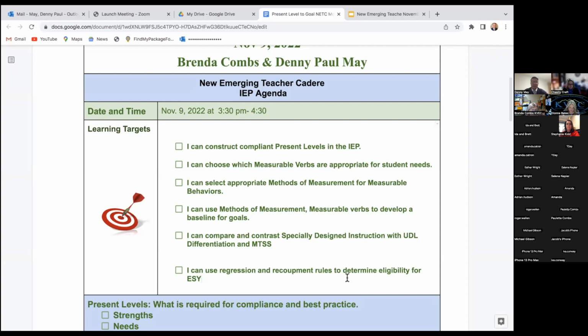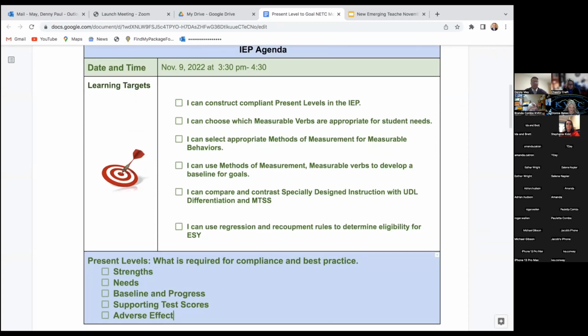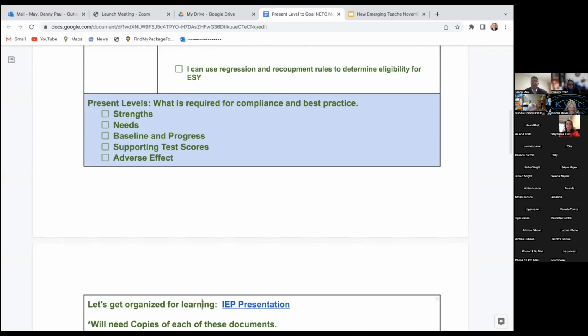And one of the things that we want to first and foremost throw out there to you is that we have certain things that have to be in the present level for compliance. I put this in the interactive agenda because it's so important. If we don't get this foundation set, it's like building a house. If you don't get the foundation right, all the other areas are going to be weak. So we really need to set a strong foundation for the IEP as we develop it.